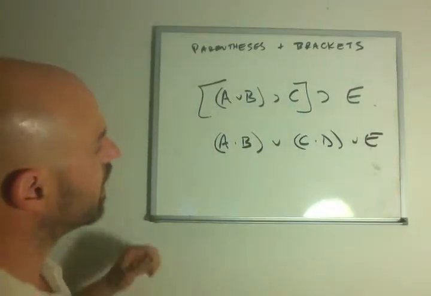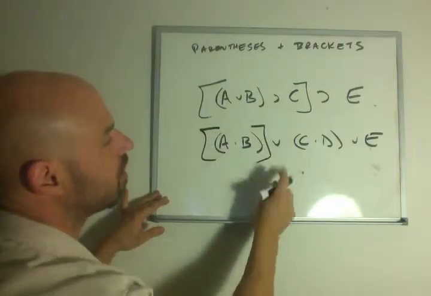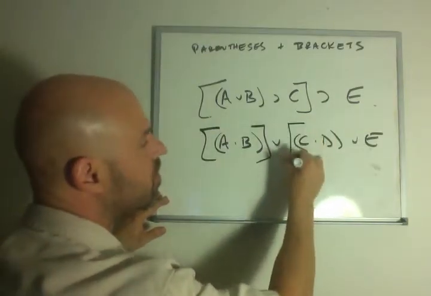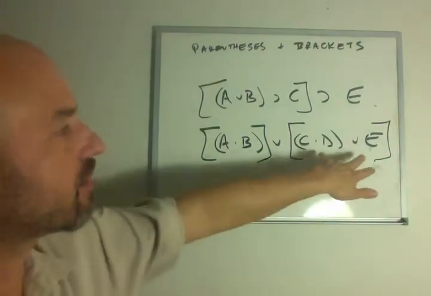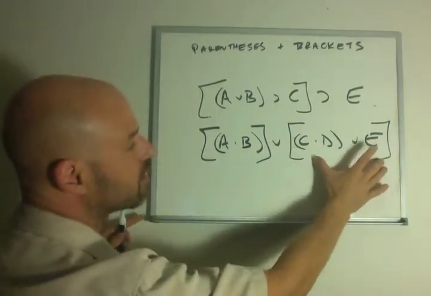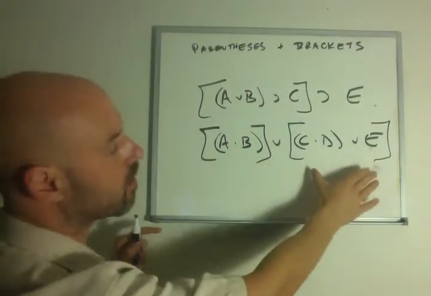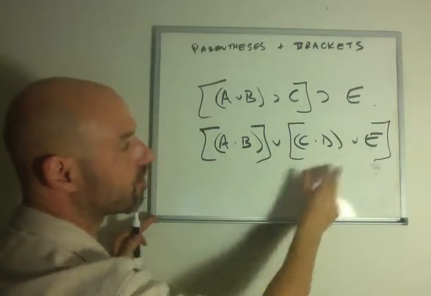Let's say I wanted to say either A and B is the case, or this whole compound statement is the case. C and D or E is the case. Well, I need brackets to demonstrate what I'm trying to say, or to make clear what I'm trying to say, that either this is true or this is true.